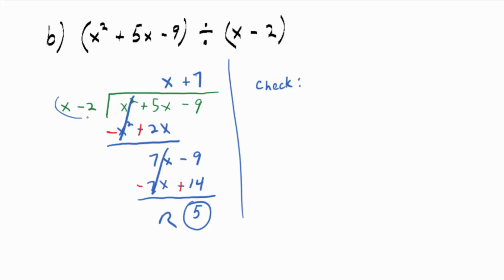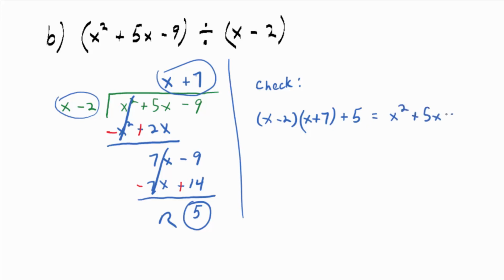Okay, start with this guy. Okay, so x minus 2 times x plus 7. What do you got to add in? Plus 5. That better equal the dividend, which is x squared plus 5x minus 9. Let's check. This is a good opportunity to review your multiplication. If you multiply the first terms together, what do you get? X squared, the outer, plus, well, okay, we can do it all at once if you want.